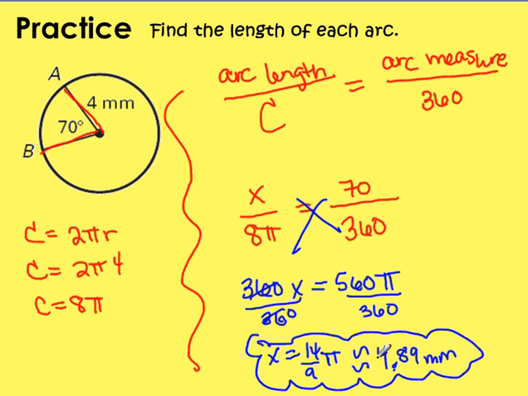Either answer is appropriate based on the context of the question. So here it just says find the length of each arc. Doesn't really matter which one you choose. However, if it's a multiple choice question, or if they're asking for an exact answer, we'll need to use what's most appropriate.